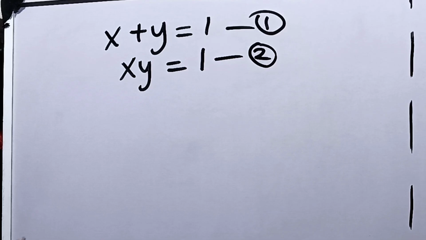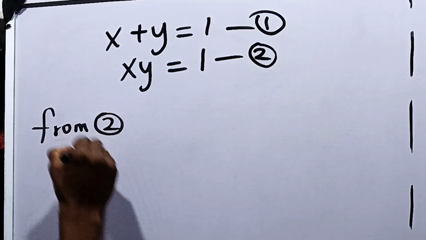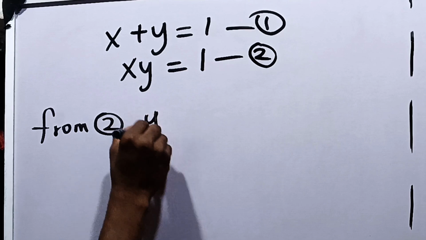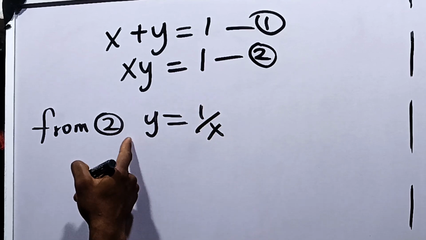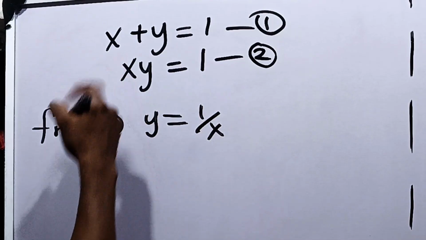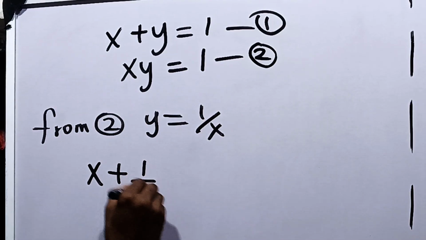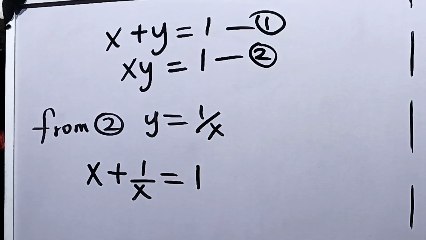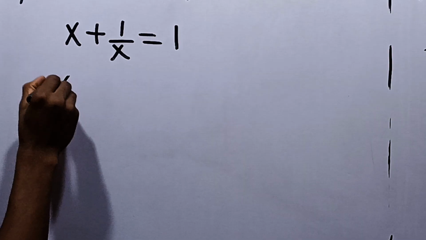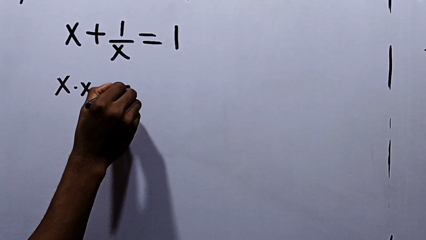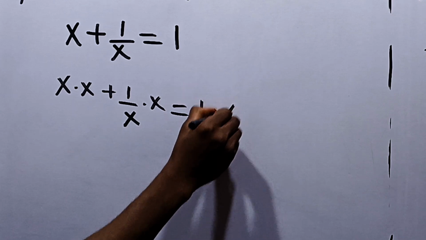Now, solving this, from equation 2, I write it like this: y is equal to 1 over x. Now, let's replace y with 1 over x in equation 1. Now we're going to have x plus 1 over x is equal to 1. At this point, let's multiply each term by x. So we have x times x plus 1 over x times x is equal to 1 times x.